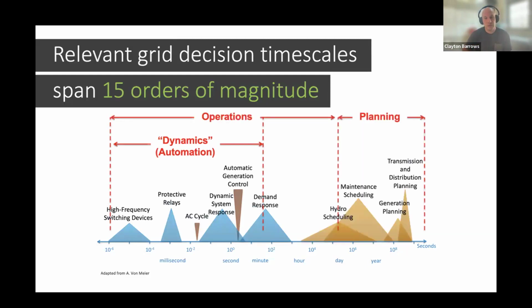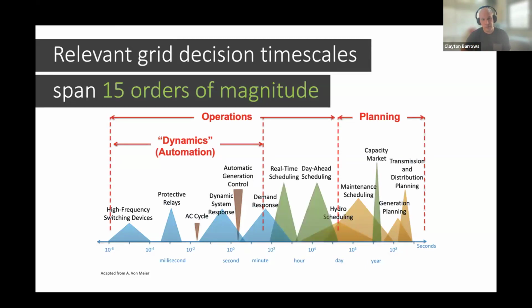We also have to understand how to plan and deploy new assets in the planning context, and that often takes many years or decades. And in the middle, we have a scheduling timescale. So we need to be able to schedule on a minute-to-minute, hour-to-hour, day-to-day, or season-to-season basis the assets that we do have so that we can maintain supply and demand balance and reliable operating conditions.